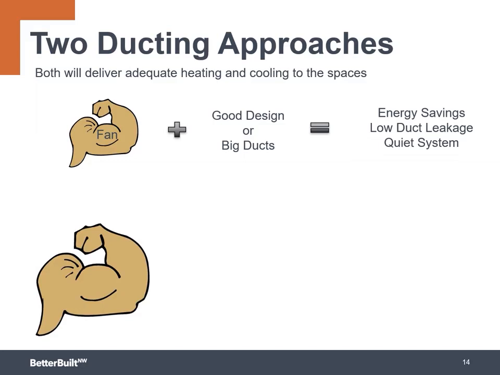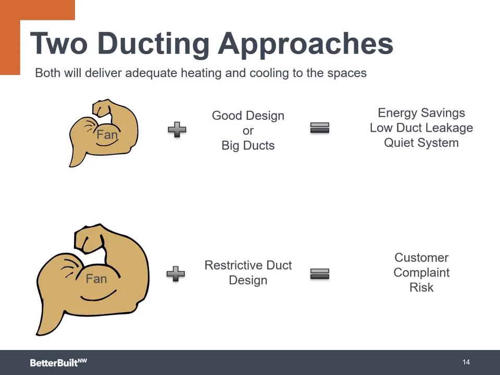There are two basic approaches to designing a duct system. Hopefully I'll convince you one is superior to the other. The first one is to have an adequately sized fan, use good duct design practices, or just plain big ducts. The benefits of using this approach is you get some energy savings because the pressure in the duct system is lower, so any leaks have a lower pressure drop across the leak and less leakage will occur. Also, it'll keep the system noise quiet.